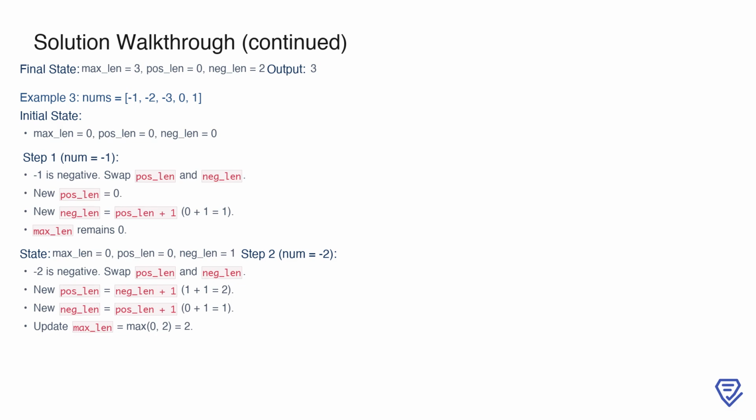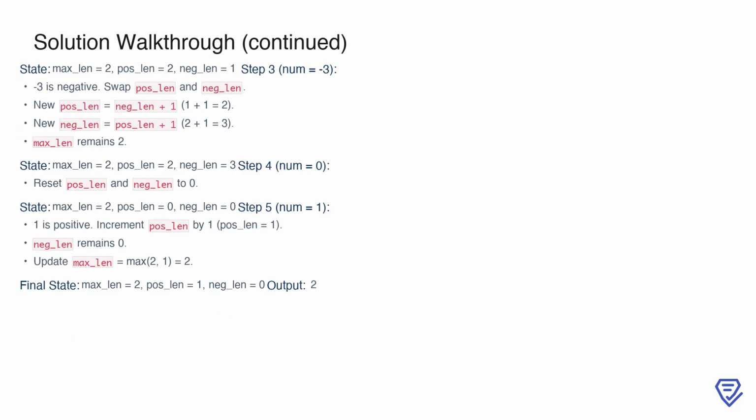Since POS_len was 0, the new POS_len remains 0, and the new neg_len becomes the previous POS_len plus 1, which is 1. Max_len remains 0 as the maximum of 0 and the updated POS_len is still 0. For the next number, -2, which is also negative, we swap POS_len and neg_len again. The new POS_len becomes the previous neg_len plus 1, which is 2, and the new neg_len becomes the previous POS_len plus 1, which is 1. Max_len is updated to 2, the maximum of 0 and the updated POS_len.